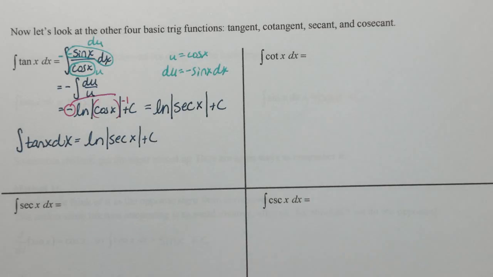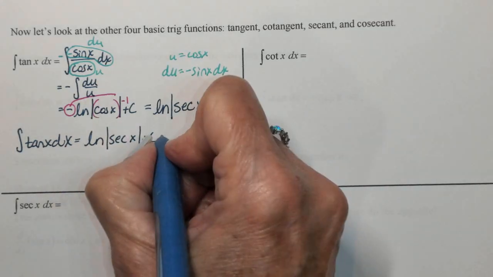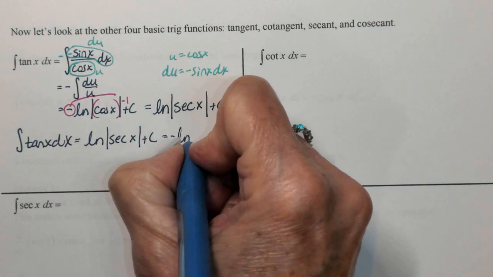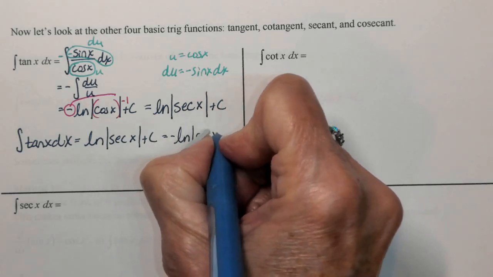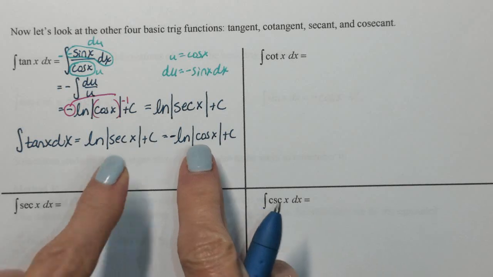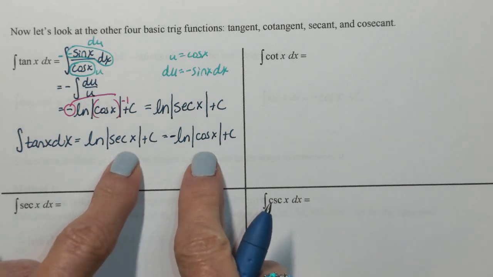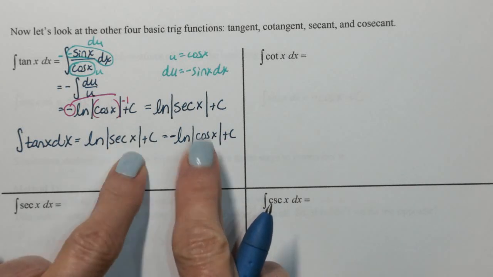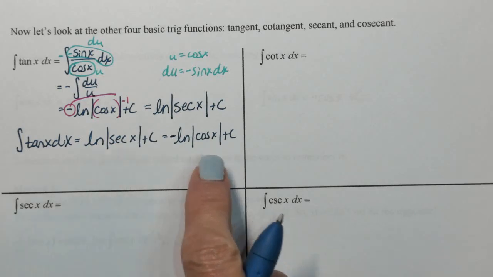Now, would it be wrong to say that it is also equal to what we got first? Absolutely not, because these mean the same thing. These are the exact same curve, okay? So either way, I don't care, whichever way you like to think of it.